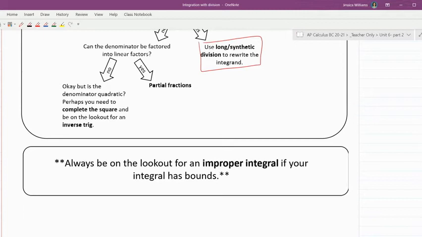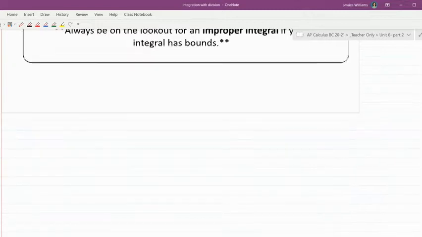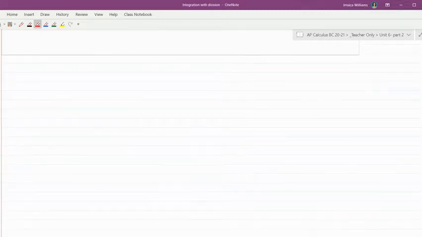Always be on the lookout. That doesn't apply to you yet. So an improper integral is different than an improper integrand, I guess, and it's different than an improper integral. Those are coming later. Okay, so let me show you an example.